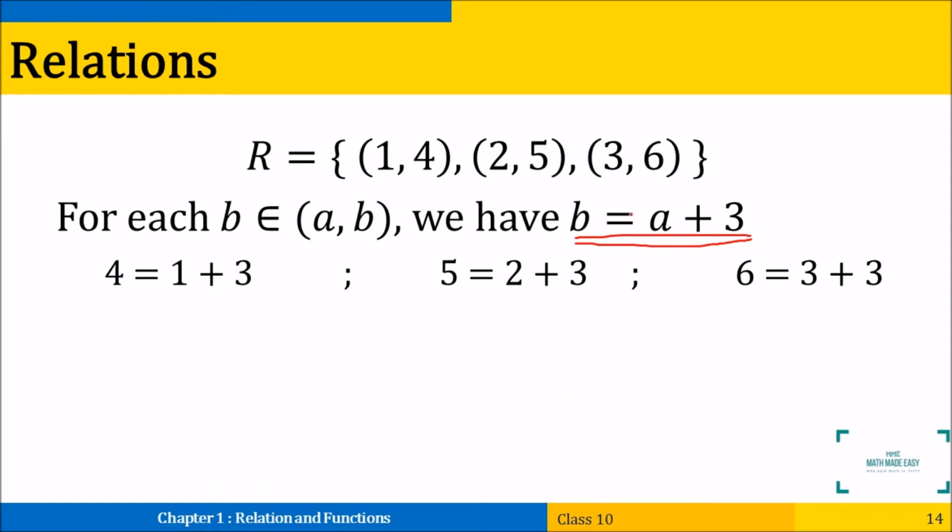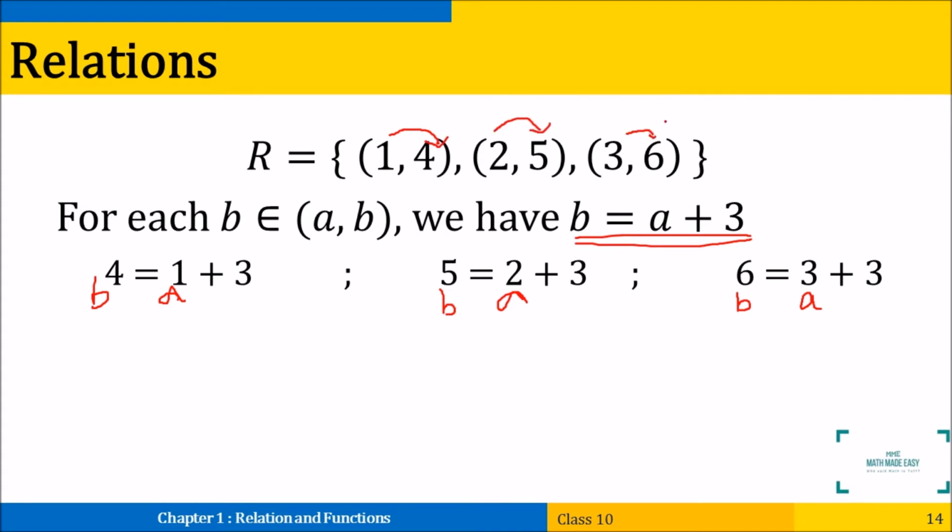That is, if you take A as 1, then your B will be 4, that is, 1 plus 3 equals 4. And if you take A as 2, then 2 plus 3 equals 5. That's going to be your B. And if you take B as 6, then A would be 3, that is, 3 plus 3 equals 6. So this is what we call relations. That is, A and B are related to each other.